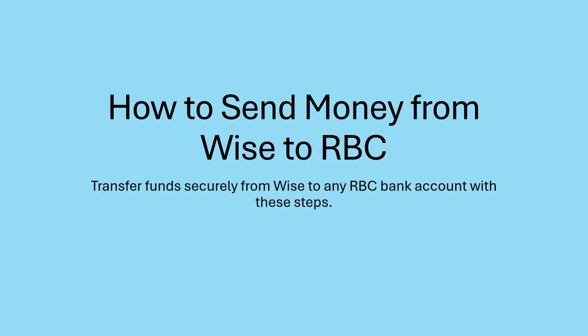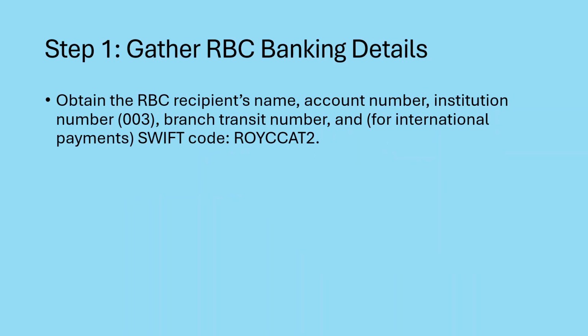In this video, I'll show you how to send money from Wise to your Royal Bank of Canada account. Step 1. Get a Royal Bank of Canada banking details. Obtain the RBC recipient's name, account number, institution number, branch transit number, and for international payments, SWIFT code.